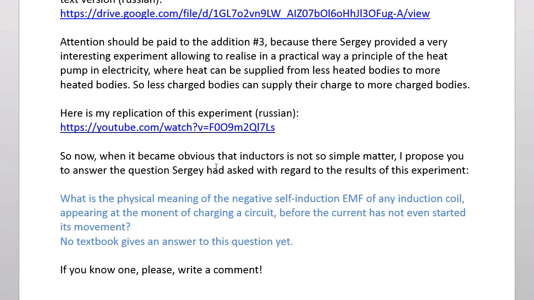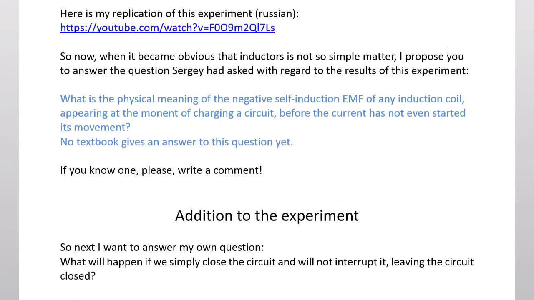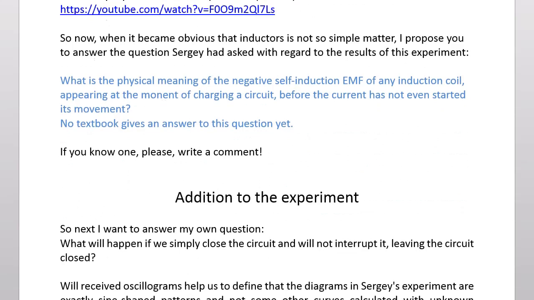So now, when it became obvious that inductors are not such a simple matter, I propose you answer the question Sergey asked with regard to the result of this experiment. The question is, what is the physical meaning of the negative self-induction EMF of any induction coil appearing at the moment of charging a circuit, before the current has even started its movement? No textbook gives an answer to this question yet. If you know one, please write a comment.